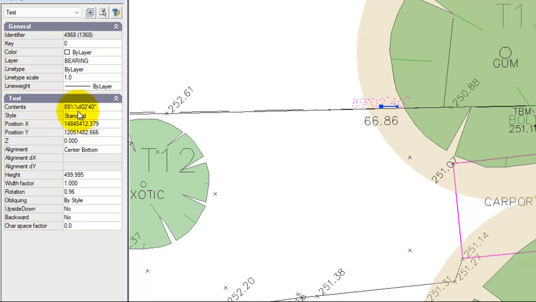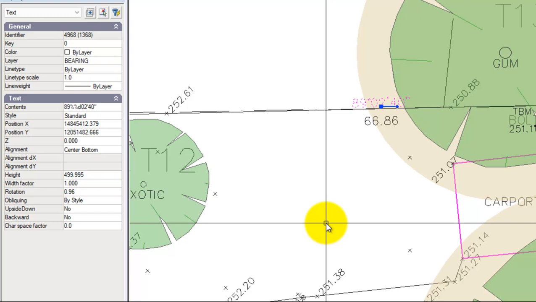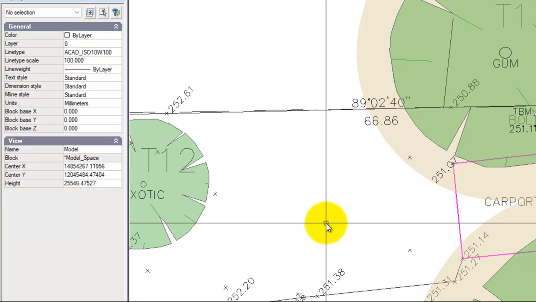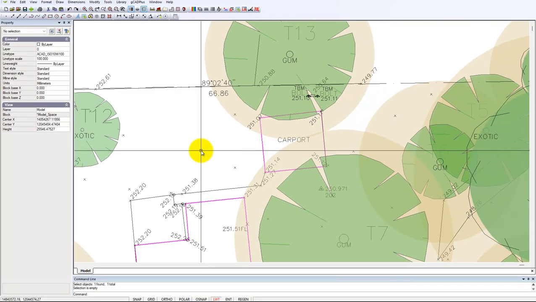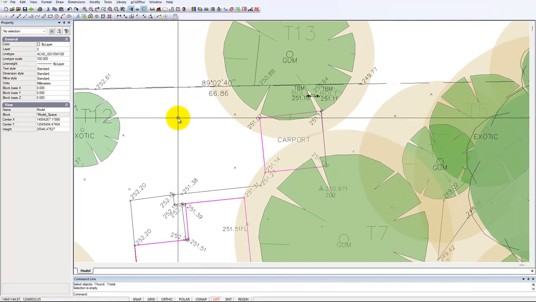89%%d. To put the 2 minutes in, it's 02, and then a single quote. The 40 seconds is put in by typing 40 and then a double quote. So it's a relatively easy thing to do once you know how. And these are examples of what are called special characters. They're the same in GCAD Plus as they are in AutoCAD.